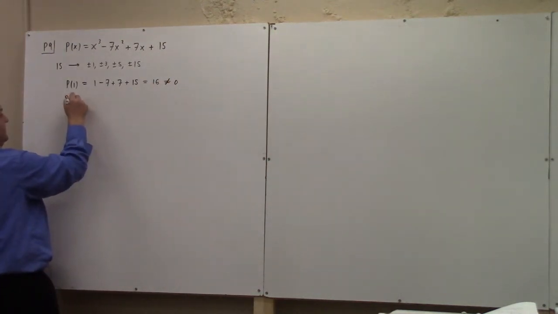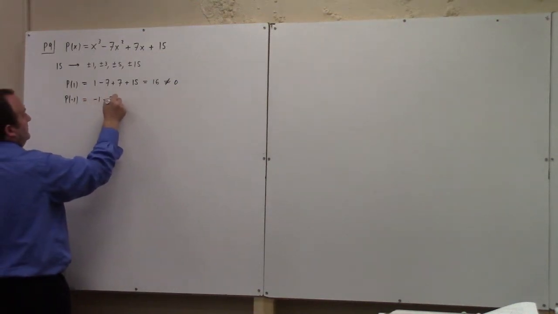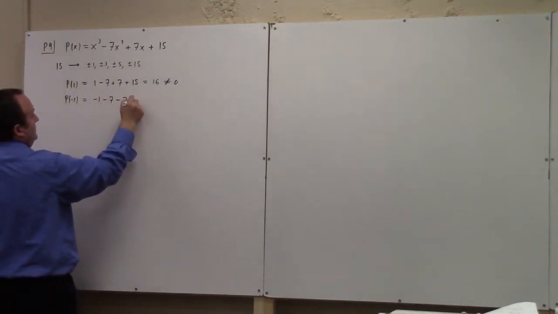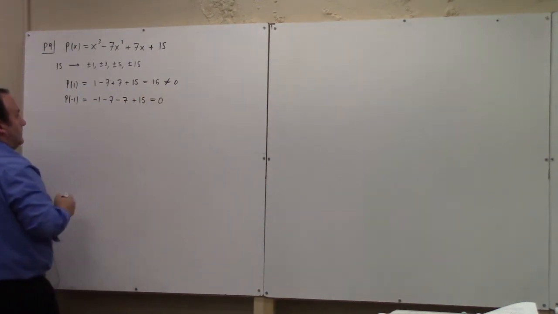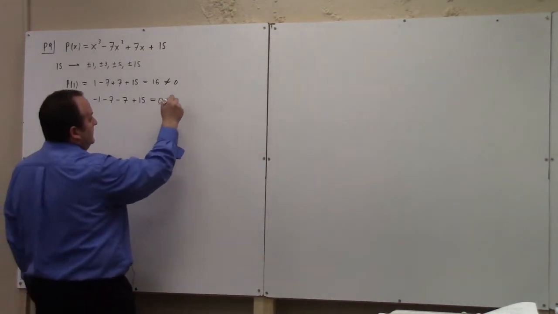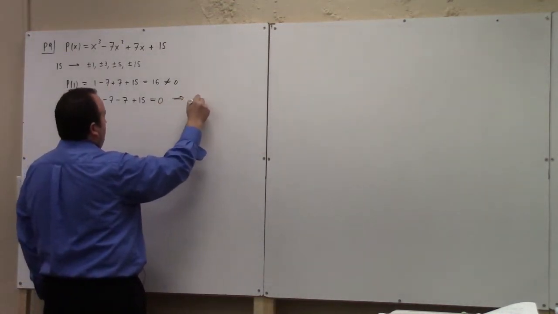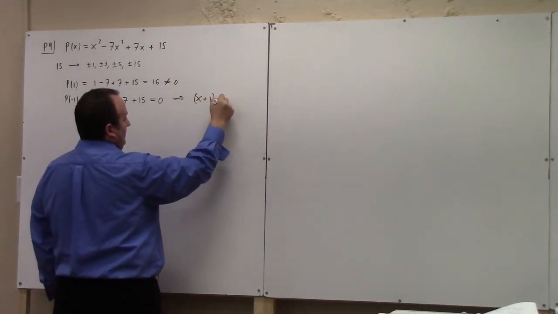P of minus 1 is minus 1 minus 7 minus 7 plus 15, which is equal to 0. So if you didn't get that was equal to 0, you missed a sign or something. Now, of course this says that x plus 1 is a factor, right?